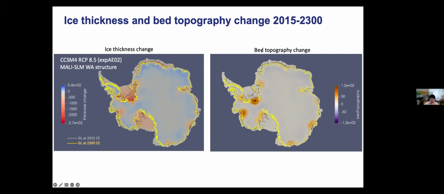And the right-hand side shows bedrock topography change. This orange is where it actually uplifts. So there is this fast uplift of the solid Earth due to melting of the ice, and therefore you have this bedrock uplift where there is grounding line retreat. This is where you see the strongest GRD effects acting on the ice sheets.